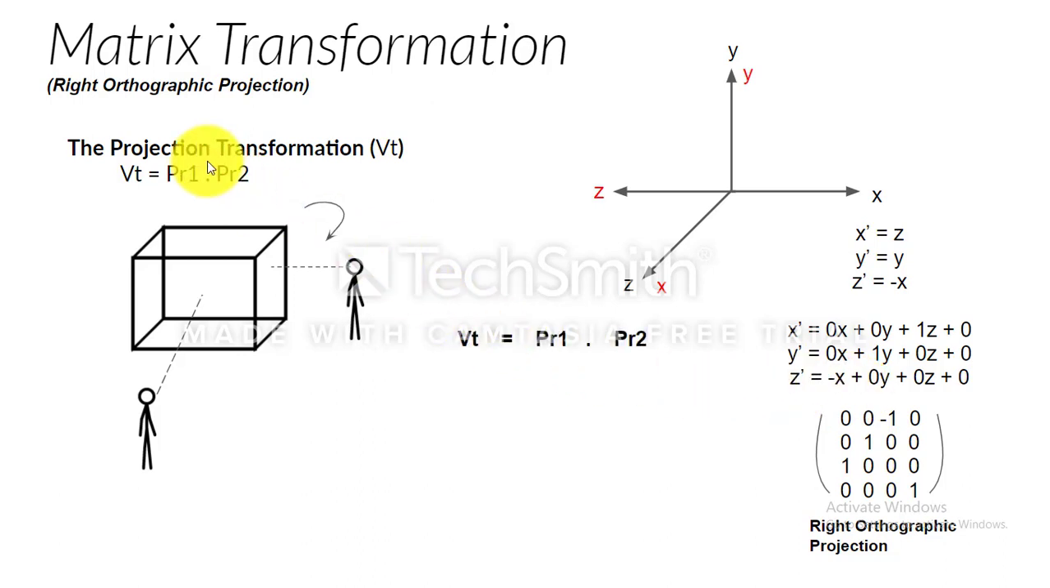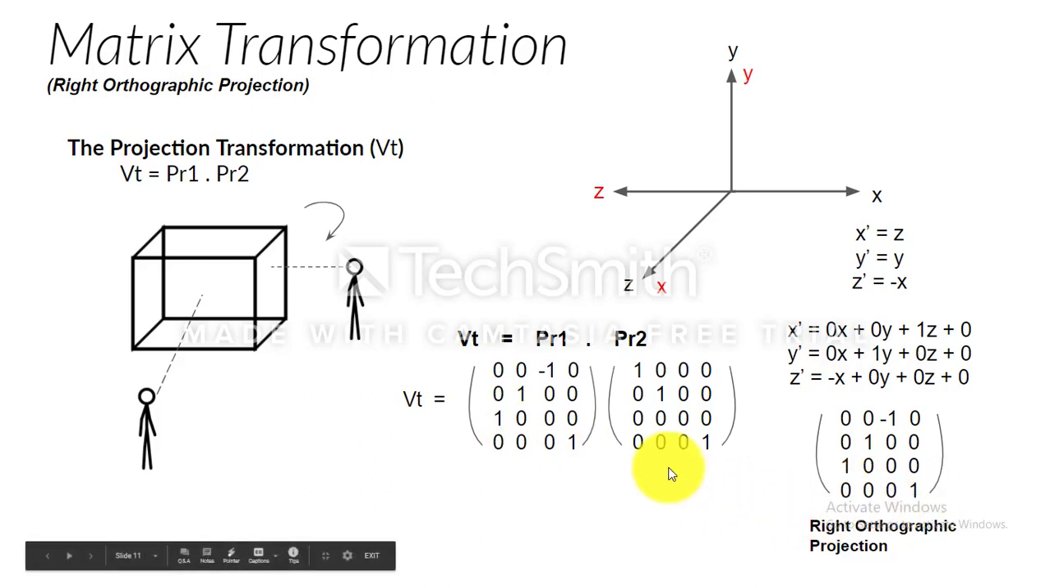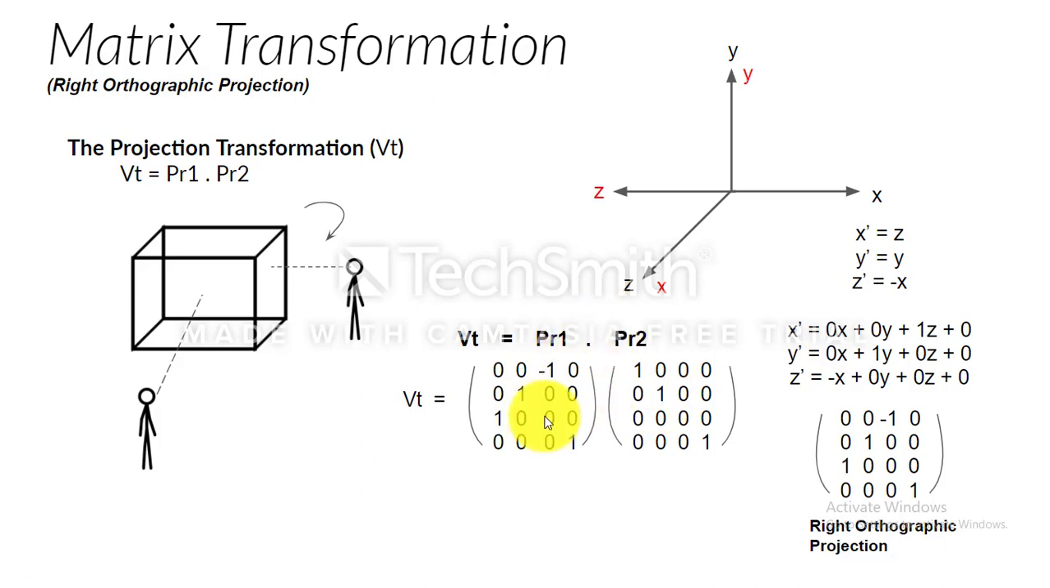But if we convert it to the viewing transformation, we go back to this formula again: Vt equal PR1 times PR2. It means that Vt equals PR1, this matrix, times PR2. The value of PR2 still remains the same. So if we calculate both matrices, the result will be like this: 0, 0, 0, 0, 0, 0, 0, since all of these are 0.